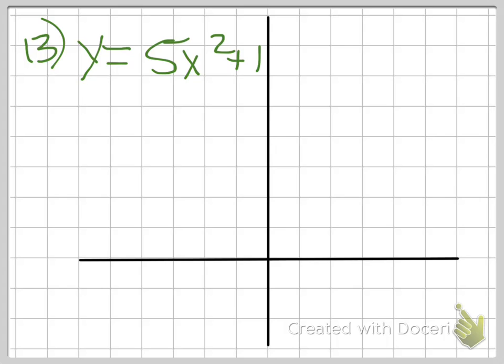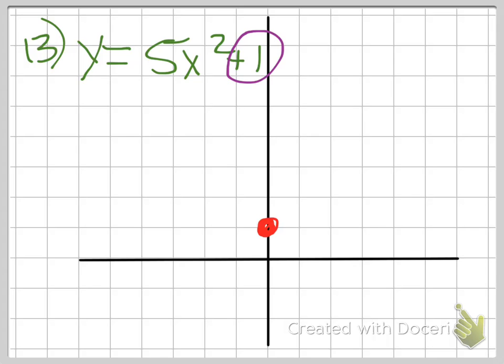But look, there's 5x squared plus 1. That plus 1 tells me that my vertex is going to move 1 unit up. So instead of my vertex being at 0, 0, my vertex is going to be at 0, 1. So that number on the back, the constant on the back, tells me that my vertex will move up and down.